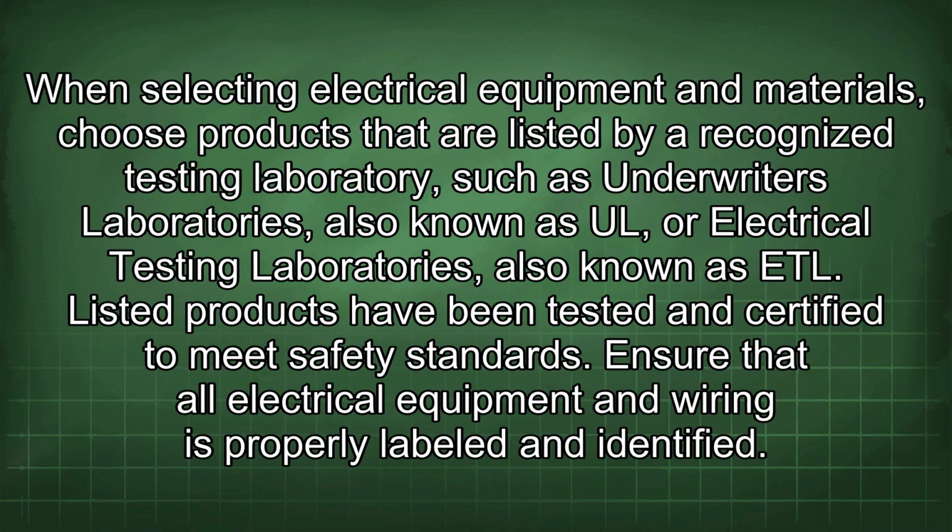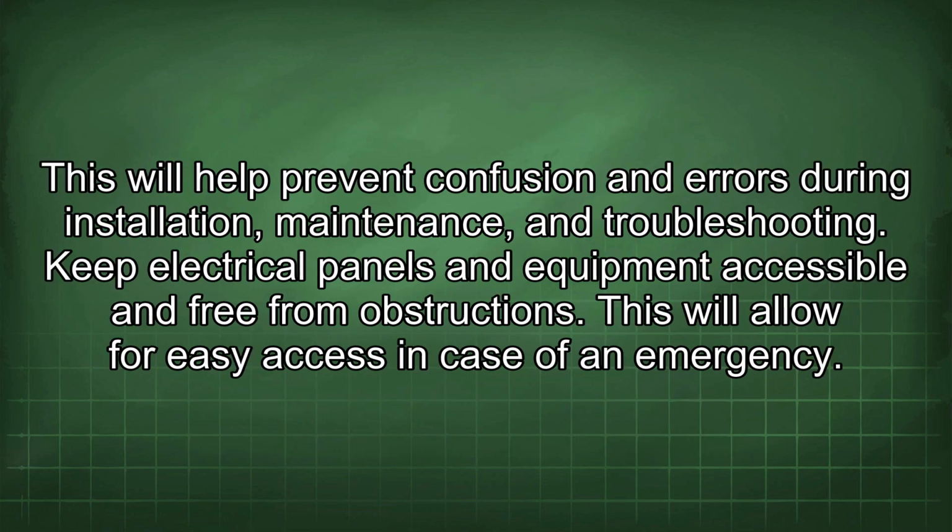When selecting electrical equipment and materials, choose products that are listed by a recognized testing laboratory, such as Underwriters Laboratories, also known as UL, or Electrical Testing Laboratories, also known as ETL. Listed products have been tested and certified to meet safety standards. Ensure that all electrical equipment and wiring is properly labeled and identified. This will help prevent confusion and errors during installation, maintenance, and troubleshooting.